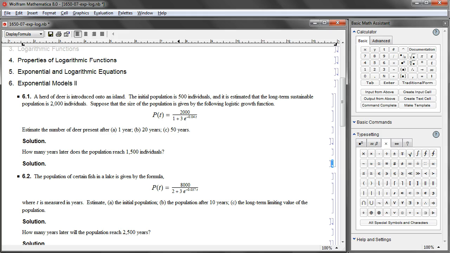And where do you use this kind of application? Well, herd of deer is okay. Introduce a herd of deer into Ireland, and then let's suppose the target population to allow deer hunting is 1,500, for example. According to this model, you will have to wait 55 years until you can allow deer hunting. I don't know, it depends upon your viewpoint.